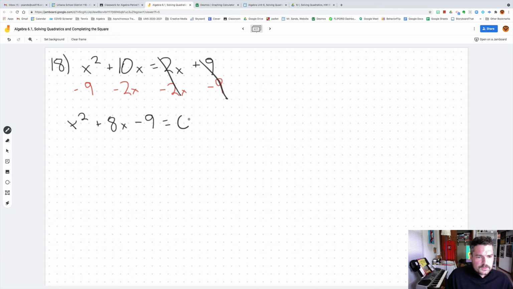And all that is equal to 0. Okay, so we don't have anything we can factor out. It's already an understood 1 right here. So this is where I'm going to do my reverse FOIL.